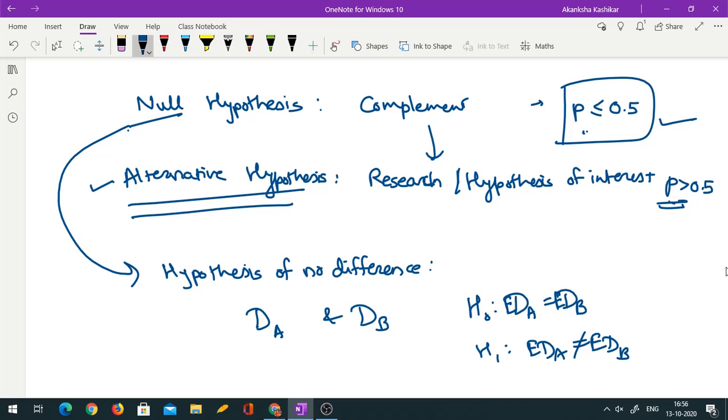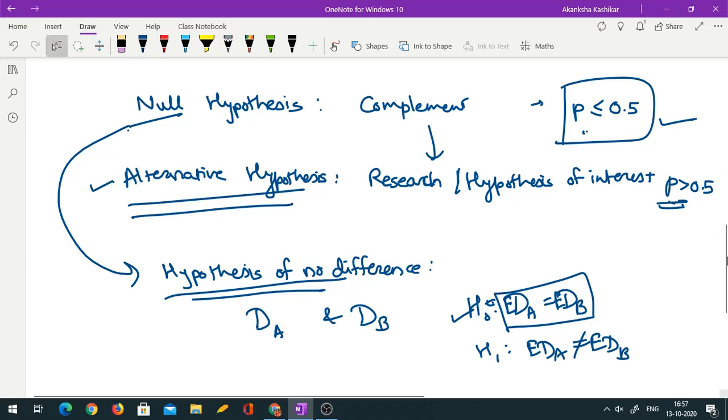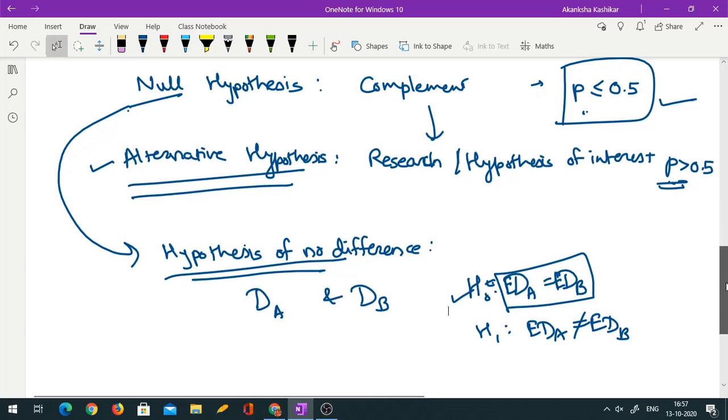So again, what we are saying is there is no difference in the drug becomes my null hypothesis. Hence the name null. Generally, whenever you have a no difference case, it goes under H0. No difference or no change, etc. It doesn't have to be a comparison.